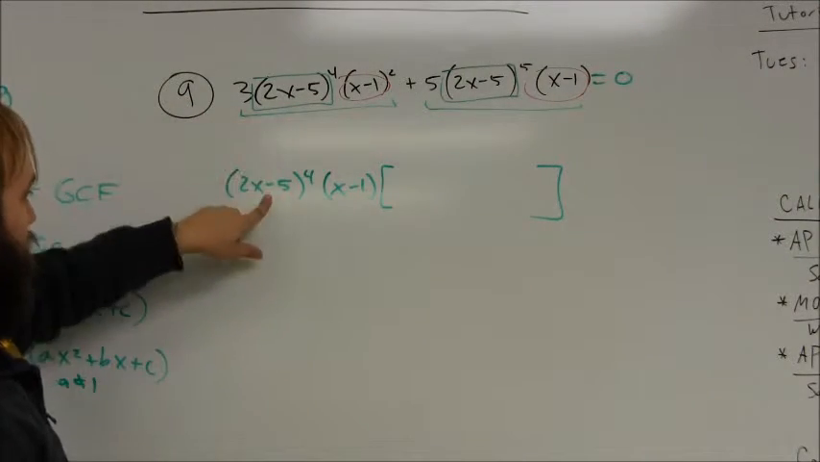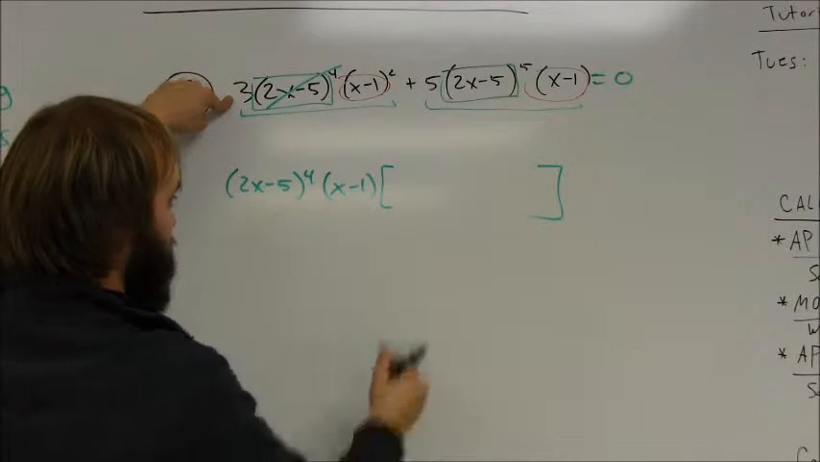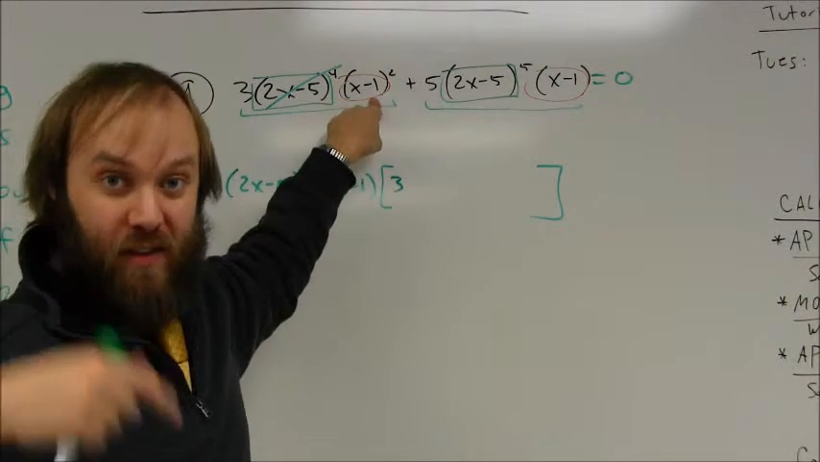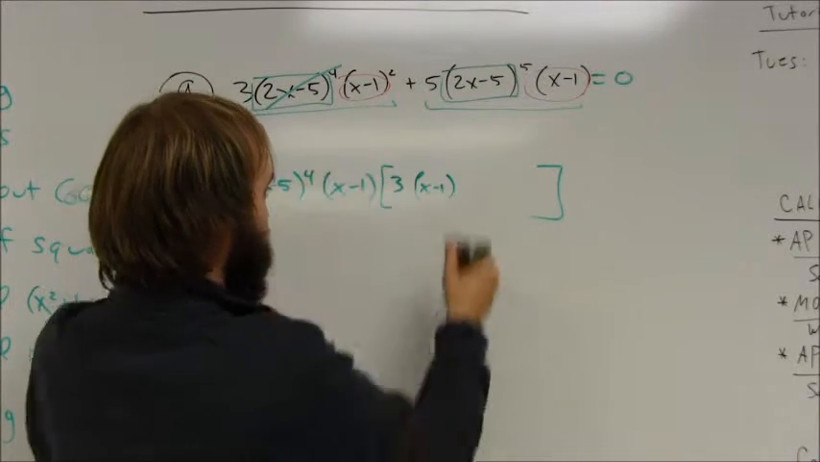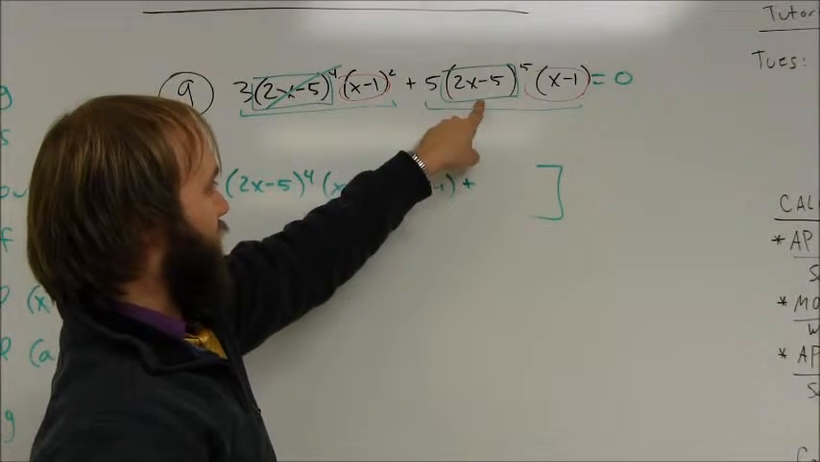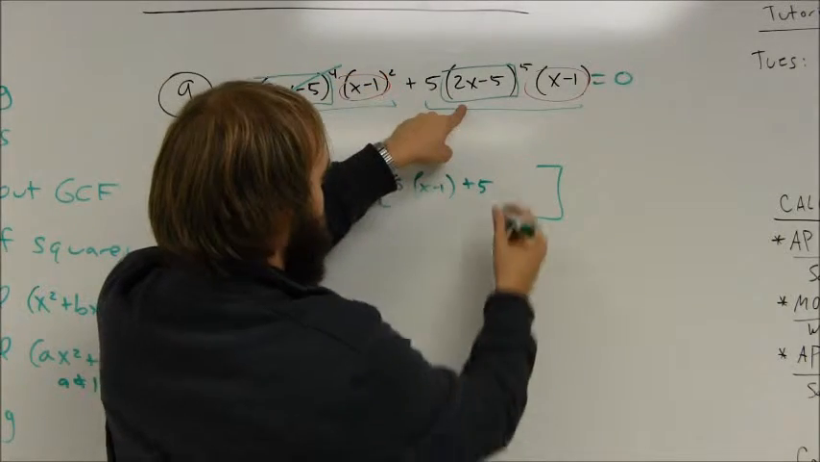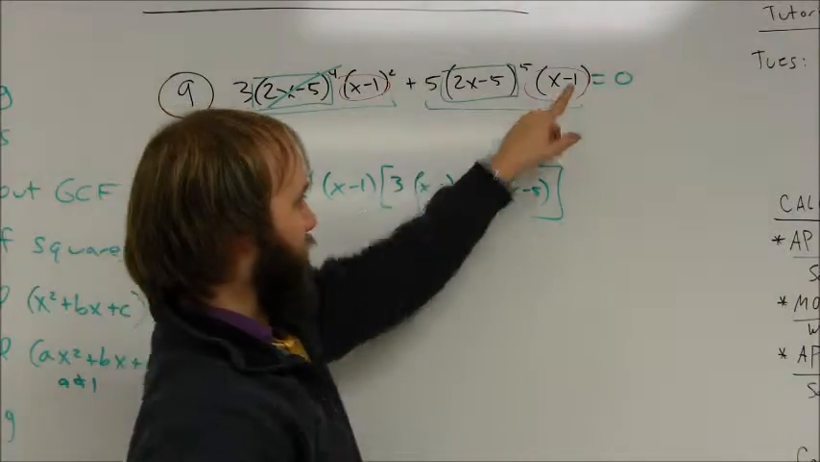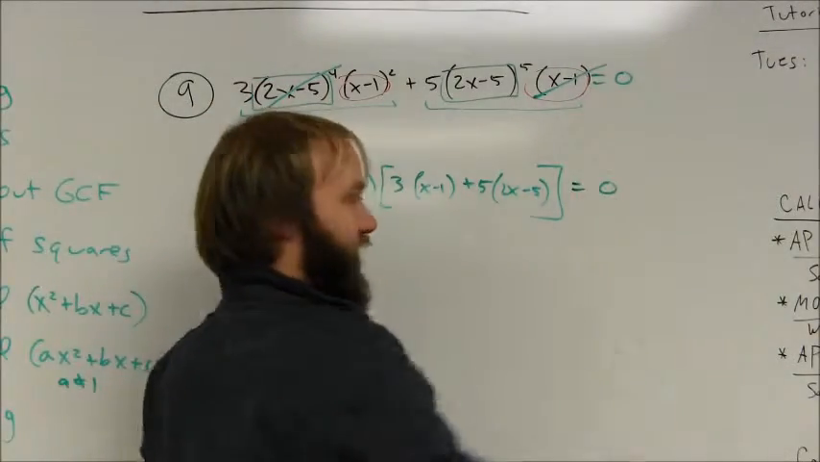Okay, so from here, when I divide out a 2x minus 5 to the 4th, it completely knocks that out. It leaves me with the 3. When I take out 1 x minus 1, I'm left with 1 x minus 1. So I have that there. Okay, I have a plus over here. When I divide out 4 2x minus 5's, it leaves me with the 5. It leaves me with 1 2x minus 5. And then when I divide out an x minus 1, it knocks out my only x minus 1. Okay, so I end up with a product that looks like this.